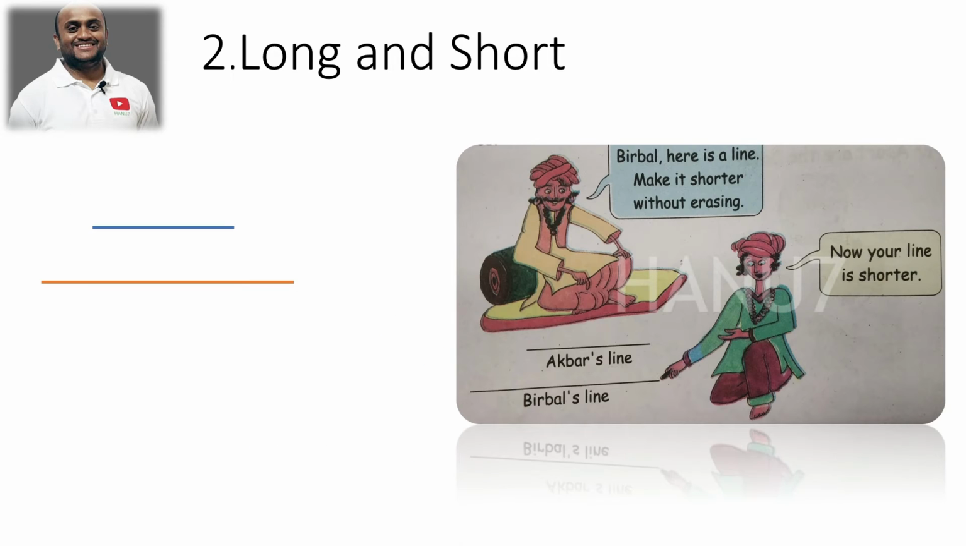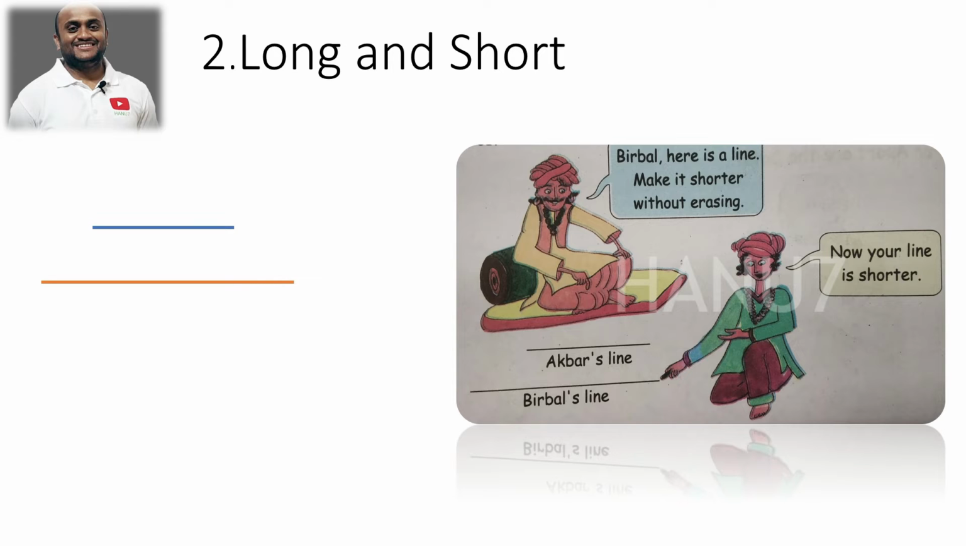Right, so next we will move further. There are two famous personalities here, Birbal and Akbar. You already know the Birbal and Akbar stories. Akbar is a king, or Raja, and in his kingdom he has a smart minister, Birbal. One day Akbar draws a line on the floor. After drawing the line, he calls Birbal and says, Birbal, here is a line, make it shorter without erasing it.